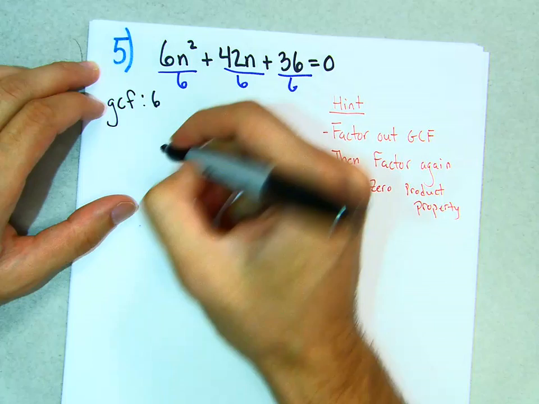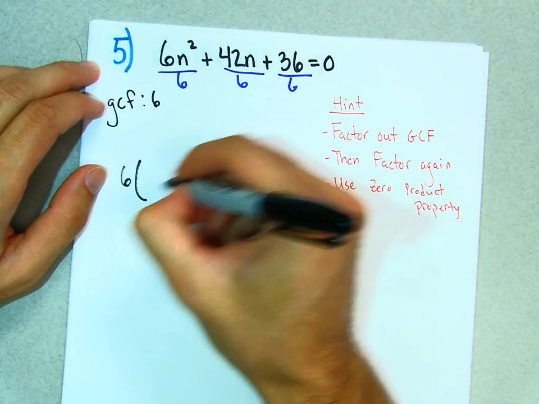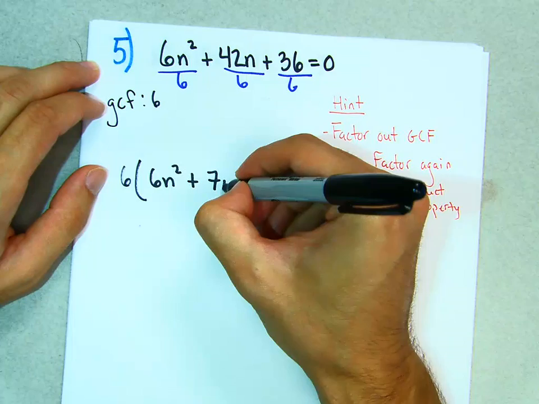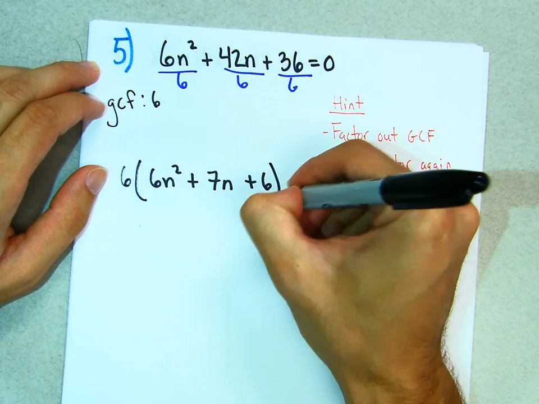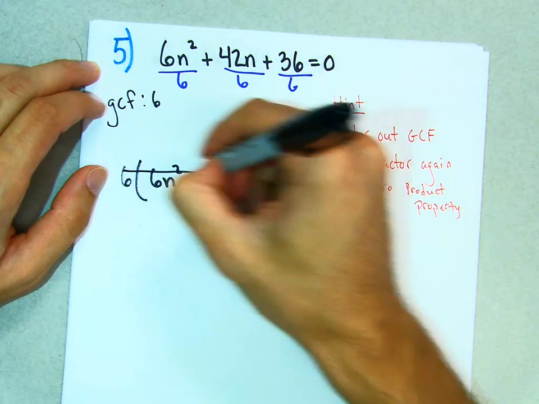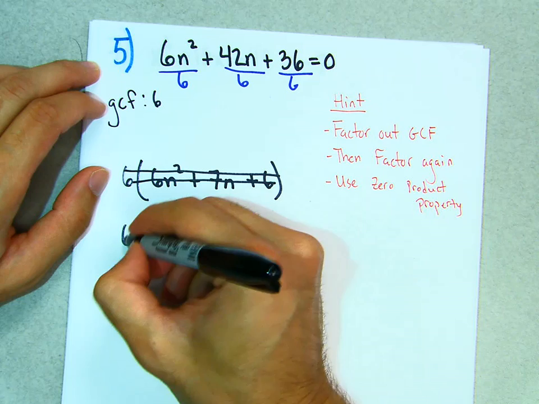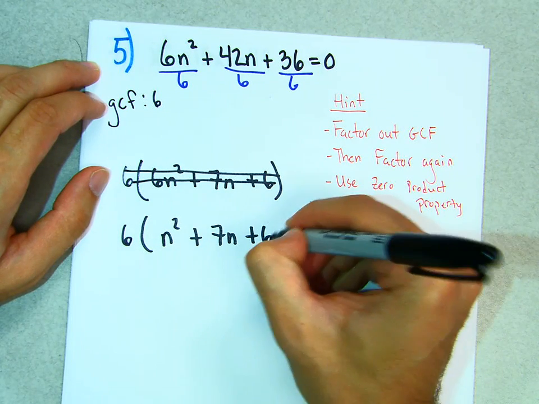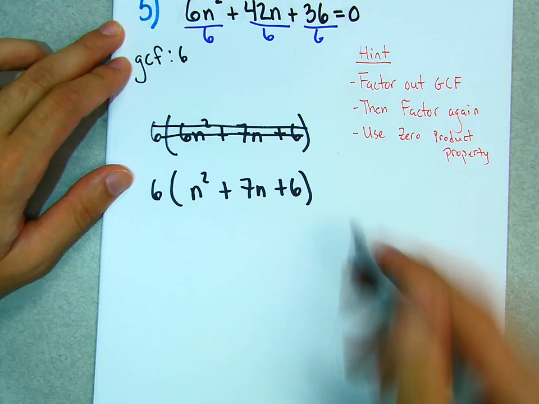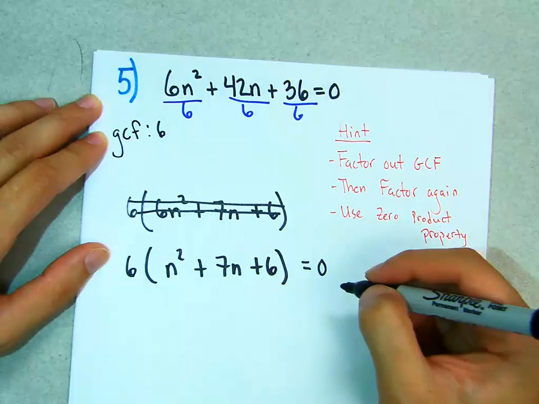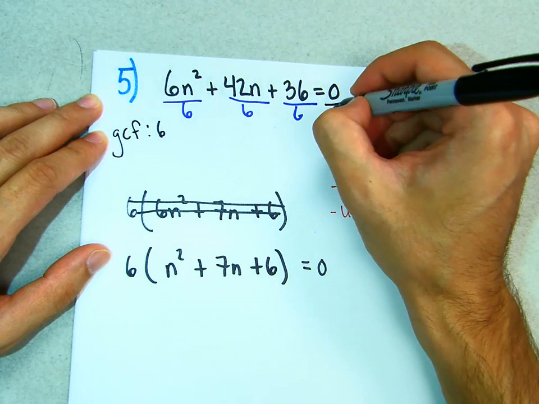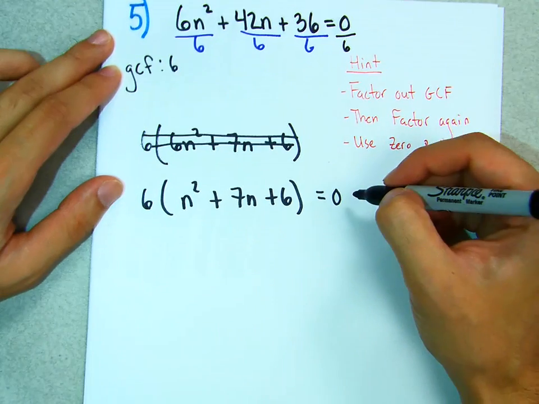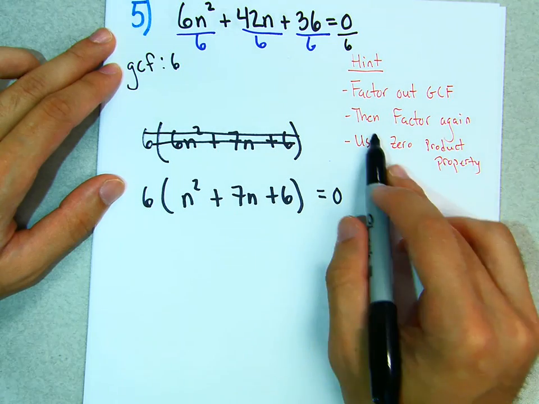And here I have 6 times 6n squared plus 7n plus 6. Oh, whoops. Whoa, pause. That is wrong. It'll be 6 times n squared plus 7n plus 6, and then this is equal to 0. Technically, you're dividing both sides by 6. But what is 0 divided by 6? It's just 0.